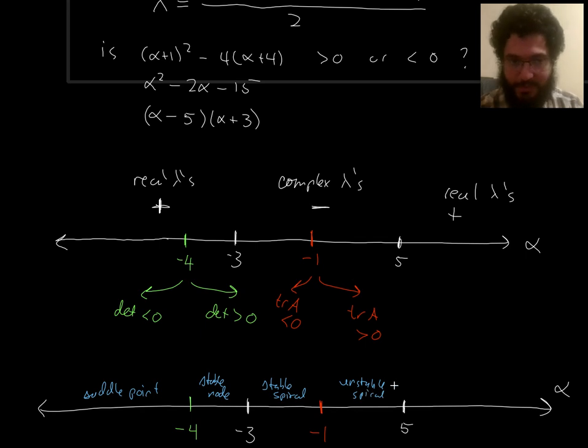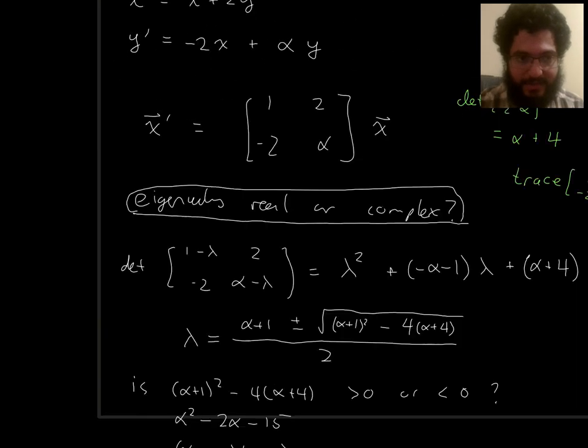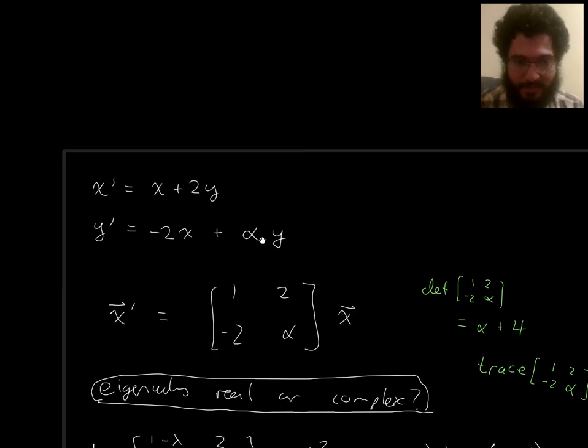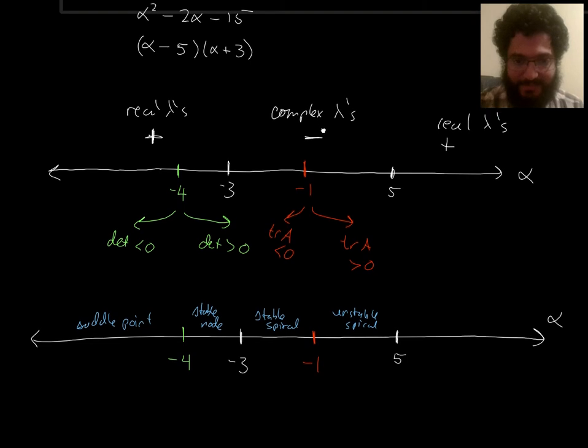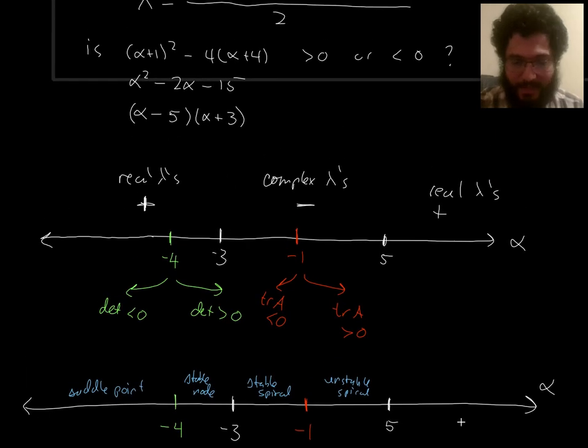So see all these different pictures that we can get just by tuning this one parameter alpha, by tuning this one little number in the differential equation. Okay, last one. Real eigenvalues now, so greater than 5, real eigenvalues, but now positive trace.